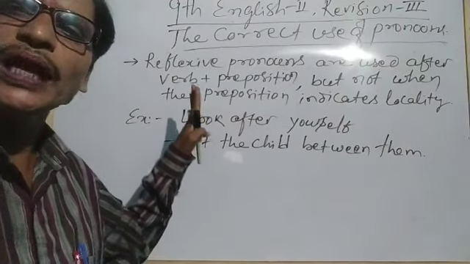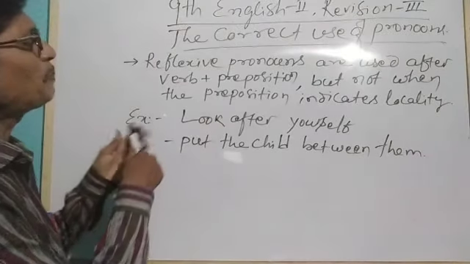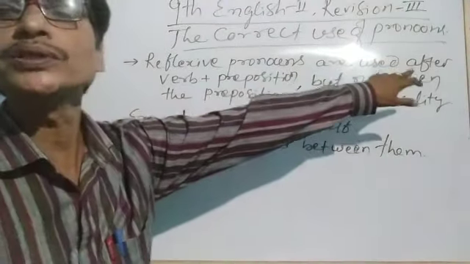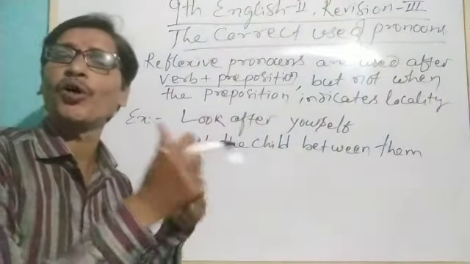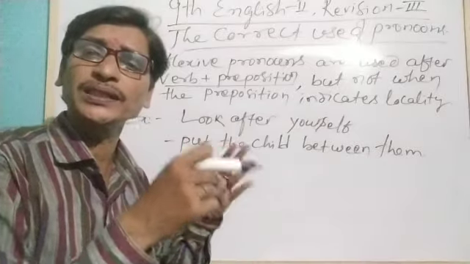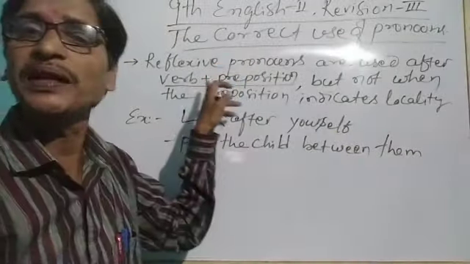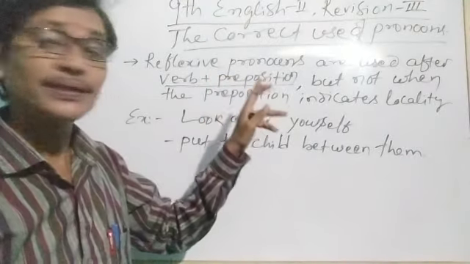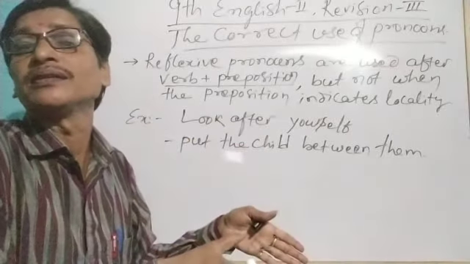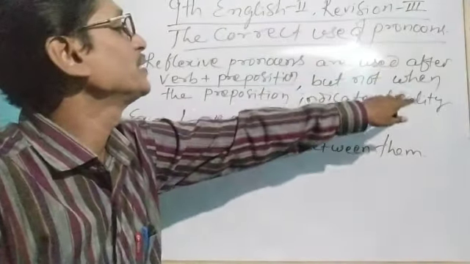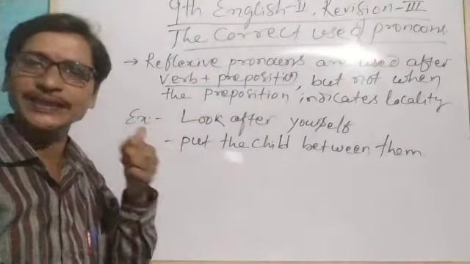Here you see we have another instruction for the correct use of pronouns. It says the reflexive pronouns are used after a verb plus preposition combination in our sentence. If in our sentence there is a verb and a preposition, after that we can use the reflexive pronoun. But if the preposition is indicating a place or a location, then we cannot use the reflexive pronoun there. You see the examples given here.